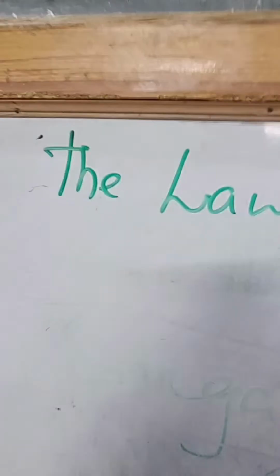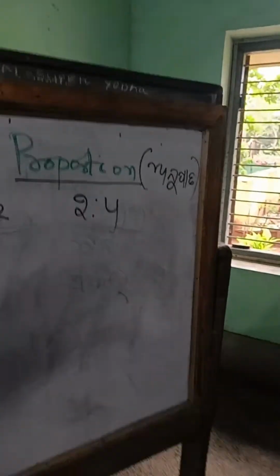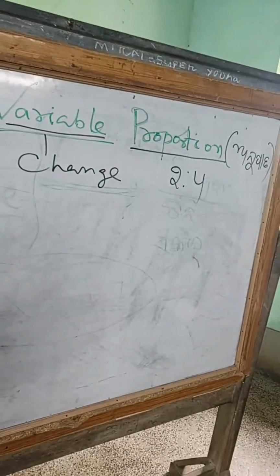This I have written for you. What is the law? That is the law of variable proportion. And it is taking a lot of time to speak out. So the point coverage is first the meaning. So remember this.